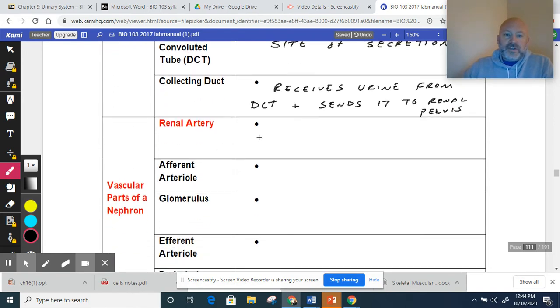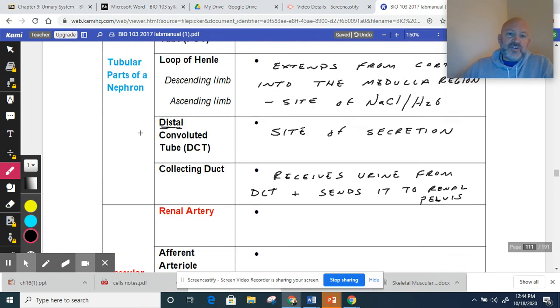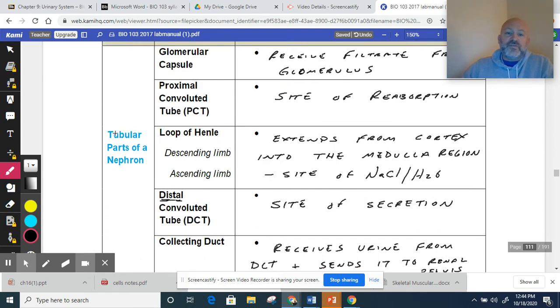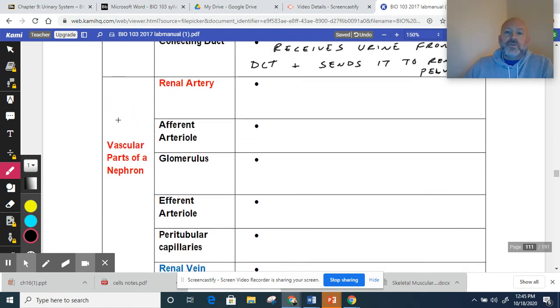The renal artery, we did that one already. So these are vascular parts, and these are tubular parts, right? These are tubes of the nephrons, and these are the blood vessels. The renal artery, we said, brings the unfiltered blood into the kidney. It's the afferent arteriole that brings the unfiltered blood into those filtering units called the nephrons, specifically into the glomerulus.